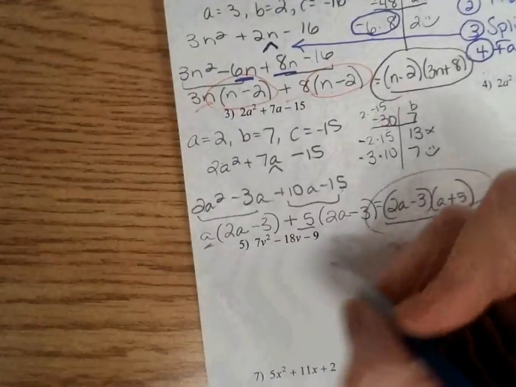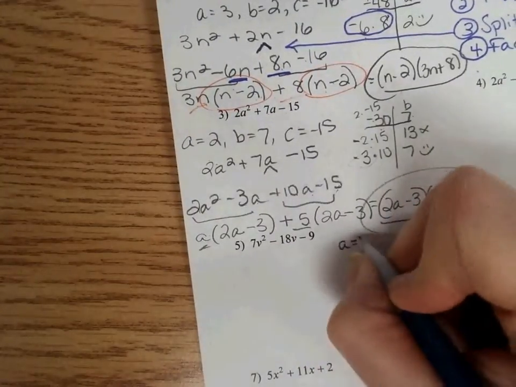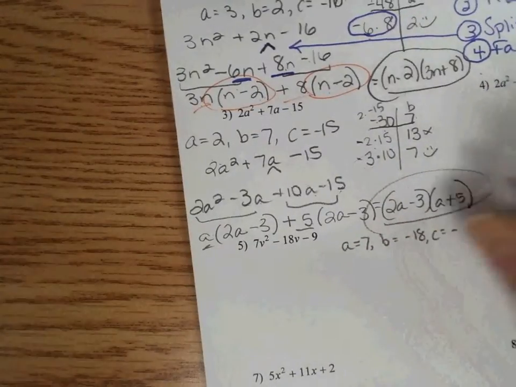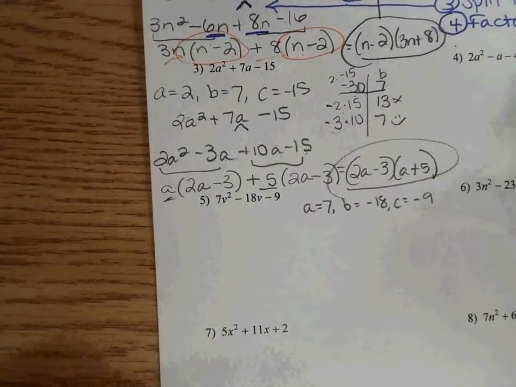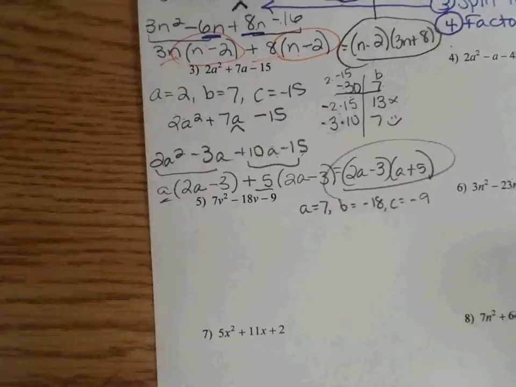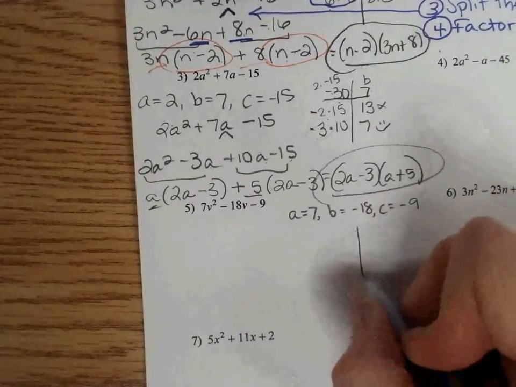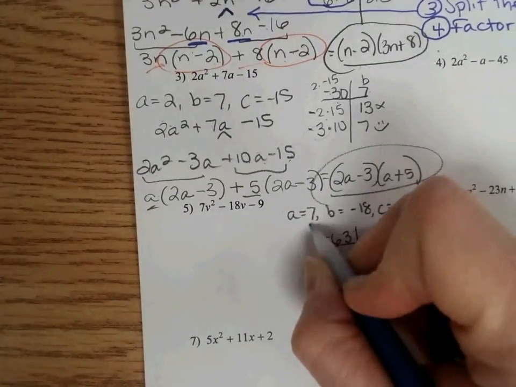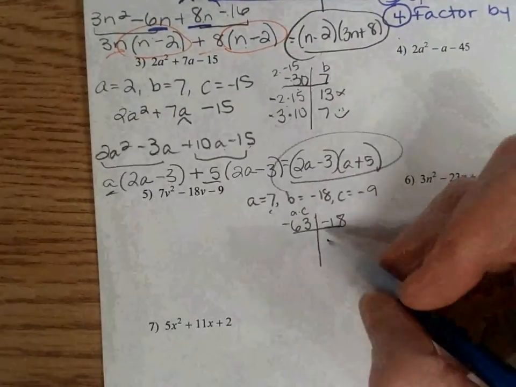I'll do one more. A, B, and C. So I'm going to write this off to the side. A is 7, B is negative 18, C is negative 9. If there's not enough space on this paper, please, please, please grab an extra sheet of paper. It's nice to have the room that you need. Then I'm going to make my t-chart. 7 times negative 9 is negative 63. Again, that's my A times C. My B value is negative 18.